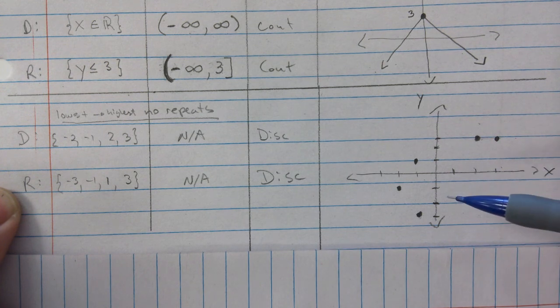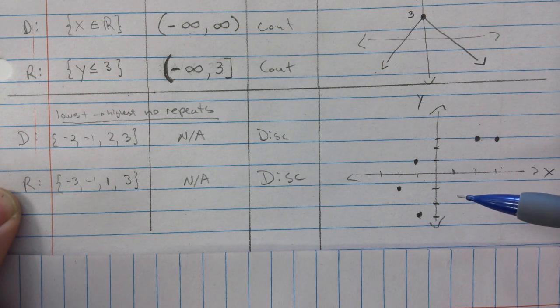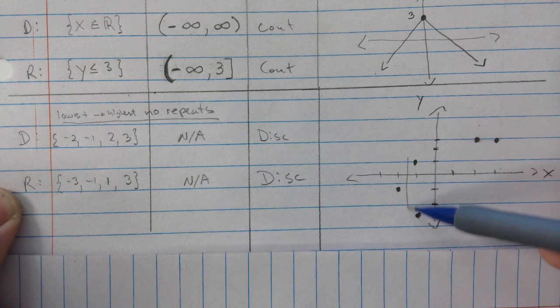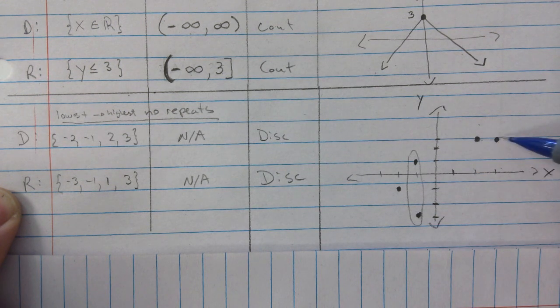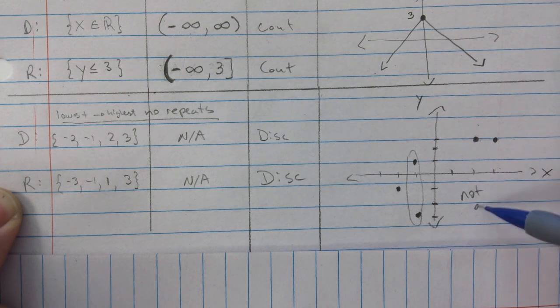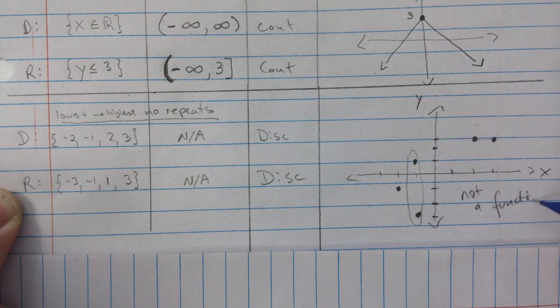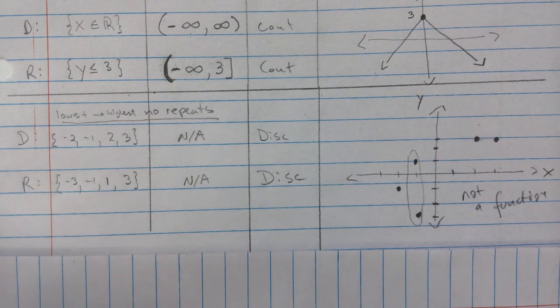Is this a function? No, right? It's not a function because of this. It's okay here. This is okay, but this is not a function. It does not pass the vertical line test. Okay.